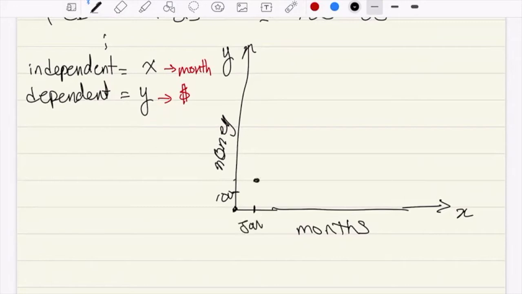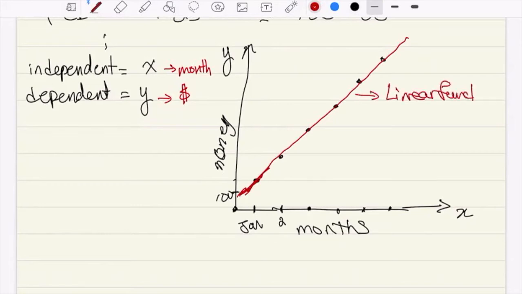Okay, January was $25. February, let me put month 2, added another $25. Month 3, another 25, another 25, another 25. So if I keep going and I look at it, it's going to be a straight line. And that straight line is a linear function.